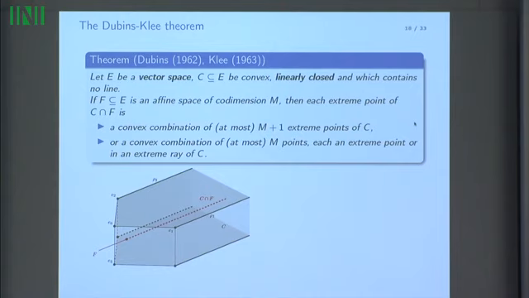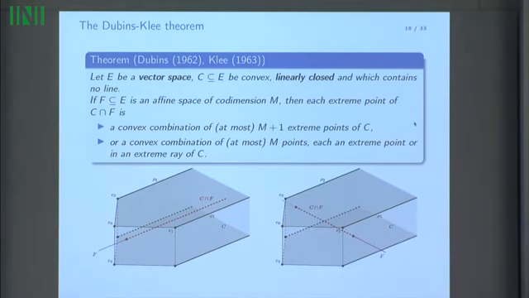What does it mean? So here I'm considering this convex set C in gray. I have this affine space F of codimension 2. I look at the intersection of C and F. I look at the endpoints, which is here, and I need 3 extreme points of C to express this red point. Okay? Now I take another configuration.